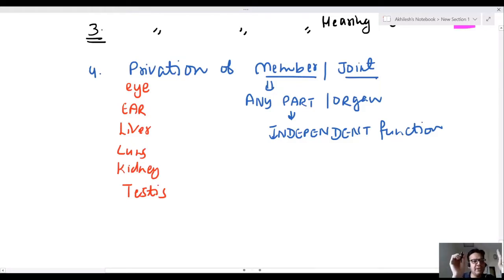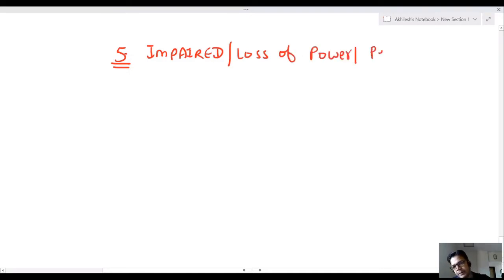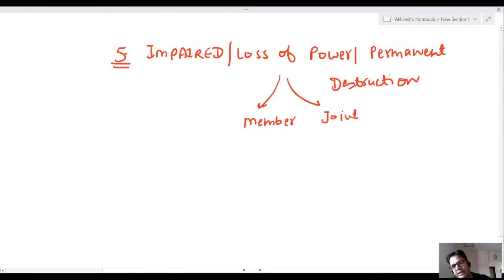So we have discussed four parts: penis erection is lost, eyesight is lost, ear function is lost, privation of member or joint. Now I'm coming to number five. Sir, if by injury you are impaired, with loss of power or permanent destruction of any member or joint, after injury you are not able to walk, your power is lost, there is a permanent destruction of your member or joint, this will be a grievous hurt.